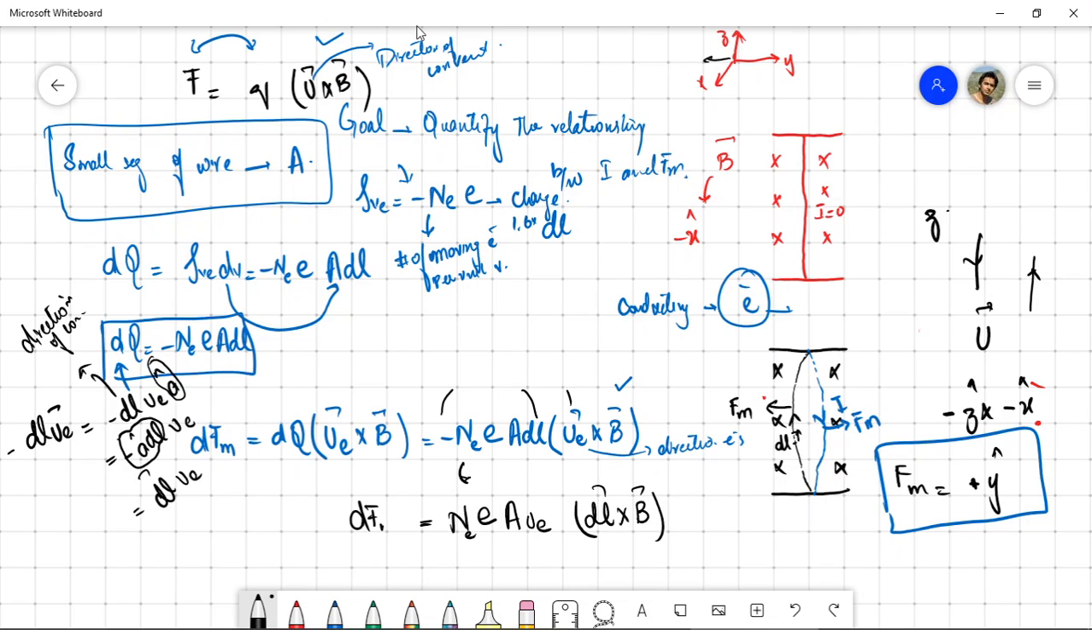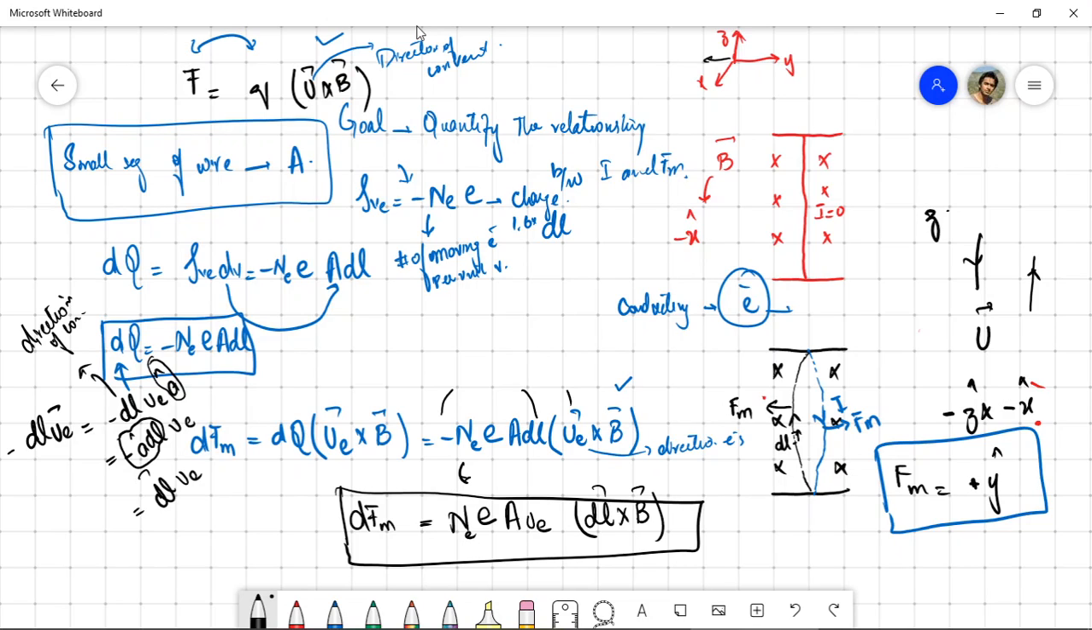So this is the quantification of the relation between dFm and the charge that is contained. The goal is not achieved yet because we need to simplify it a little bit, because we do not always have the value of ne, the number of charges flowing per unit volume. We do not always have the value of A.